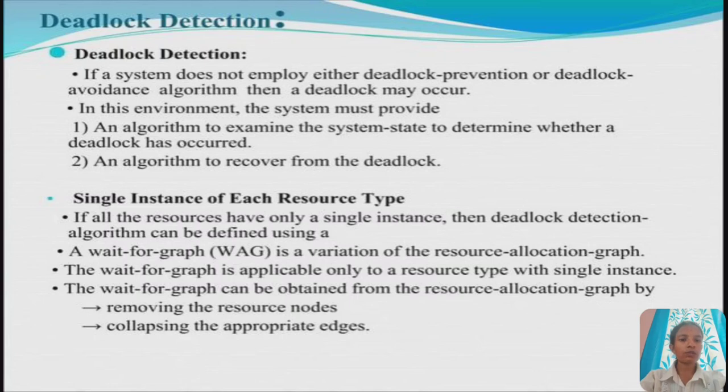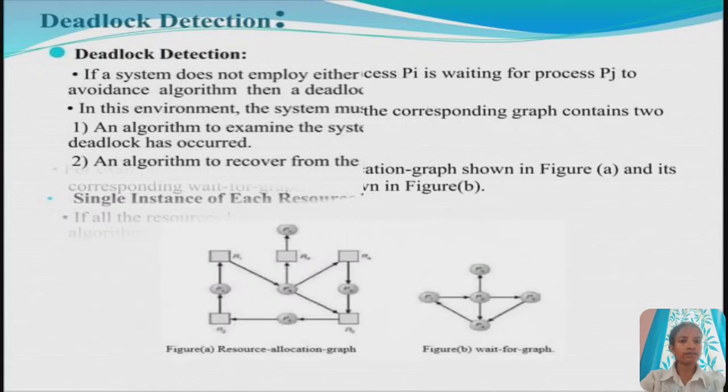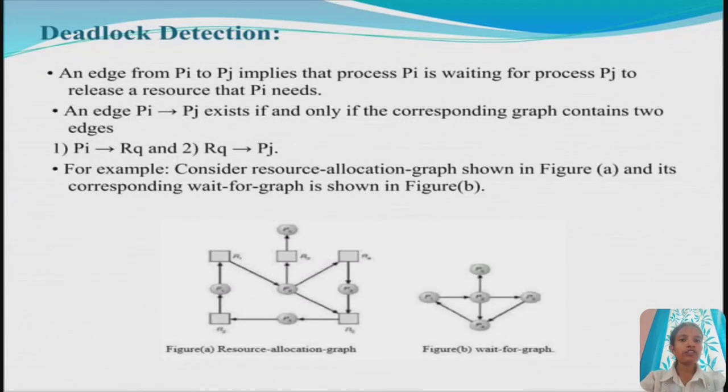The wait-for graph can be obtained from a resource allocation graph by removing the resource nodes and collapsing the appropriate edges. Deadlock detection: an edge from Pi to Pj implies that process Pi is waiting for process Pj to release a resource that Pi needs. An edge Pi to Pj exists if and only if the corresponding graph contains two edges, Pi to Pq and Pq to Pj. For example, consider the resource allocation graph shown in figure A, and its corresponding wait-for graph is shown in figure B.